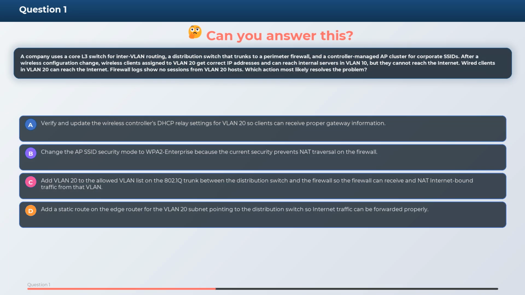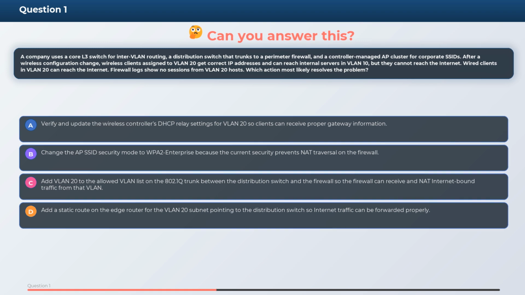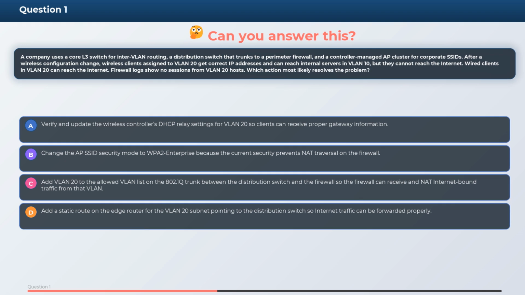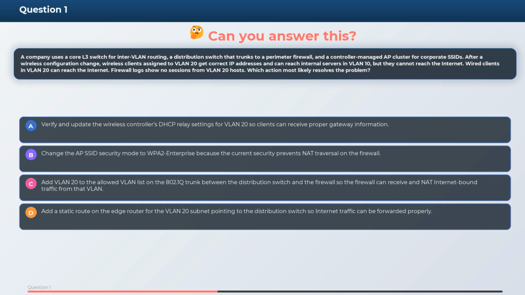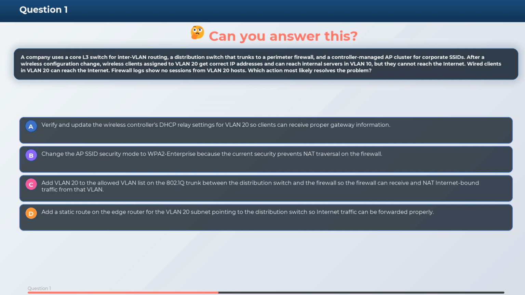Question 1. A company uses a core L3 switch for inter-VLAN routing, a distribution switch that trunks to a perimeter firewall, and a controller-managed AP cluster for corporate SSIDs. After a wireless configuration change, wireless clients assigned to VLAN 20 get correct IP addresses and can reach internal servers in VLAN 10, but they cannot reach the internet. Wired clients in VLAN 20 can reach the internet. Firewall logs show no sessions from VLAN 20 hosts. Which action most likely resolves the problem?